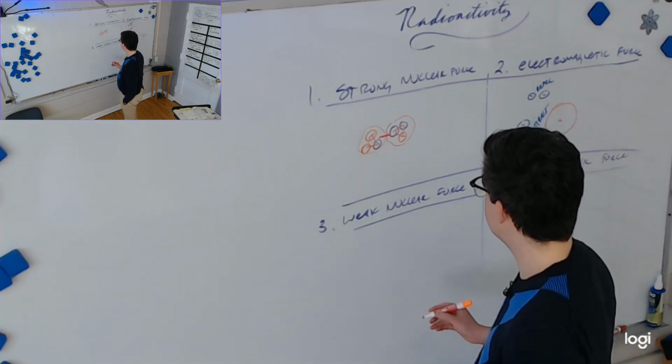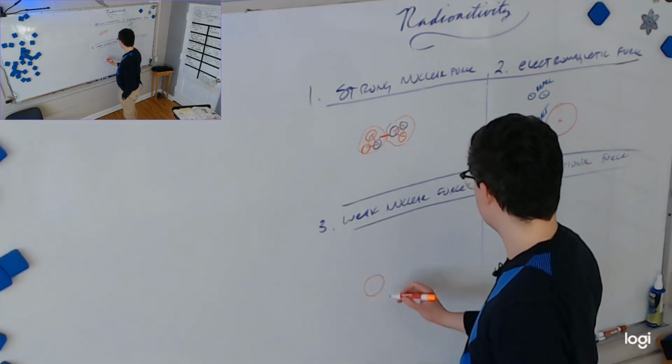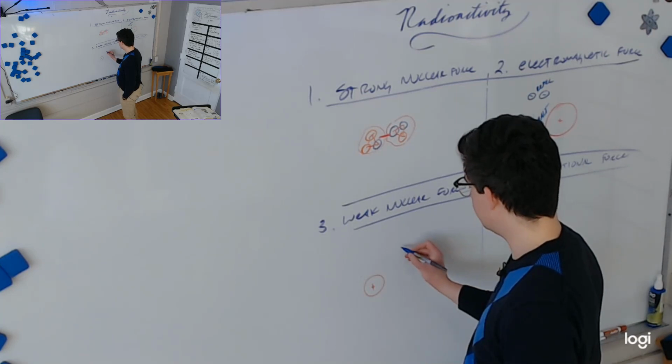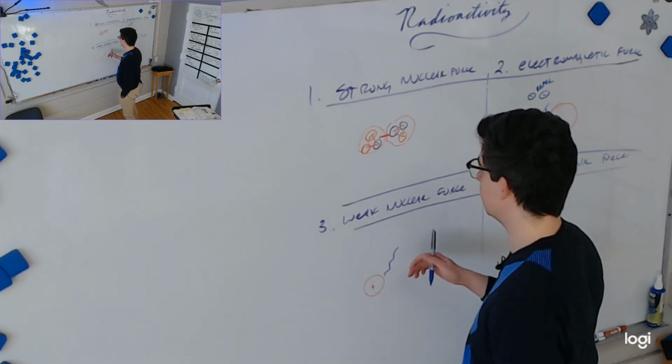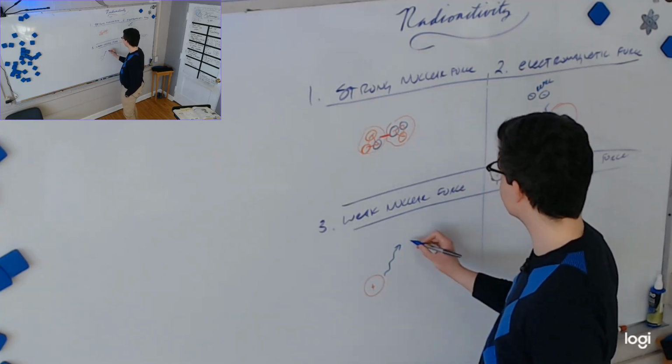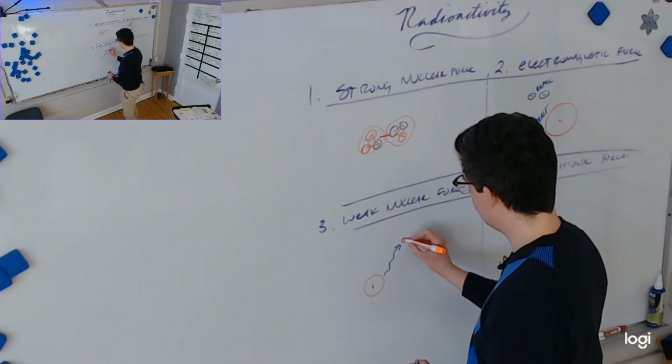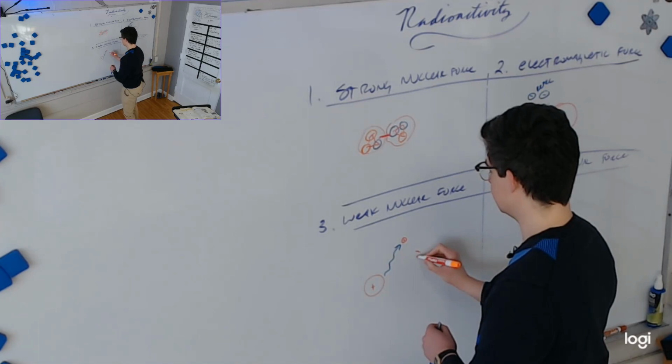What they do is they cause a proton. It can do either of these things. It can cause a proton to release, I'm going to put release, something called a positron, which then turns into a neutron.